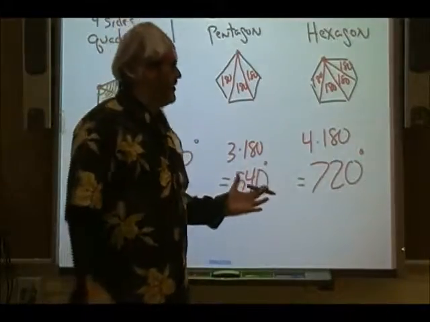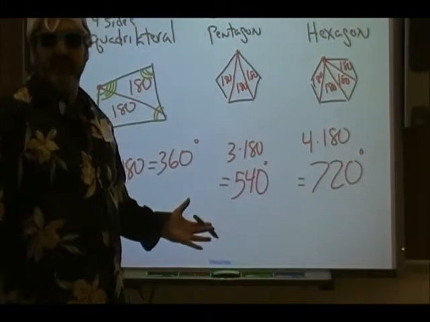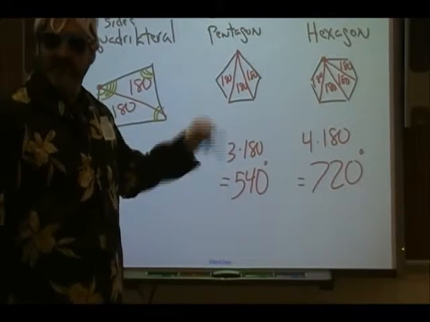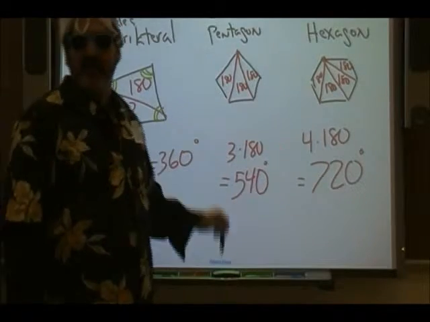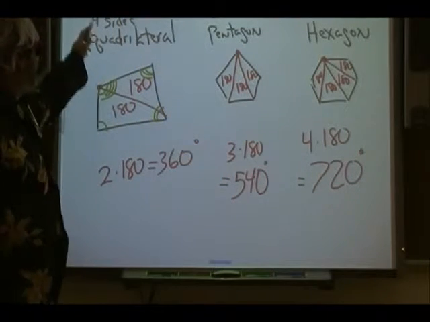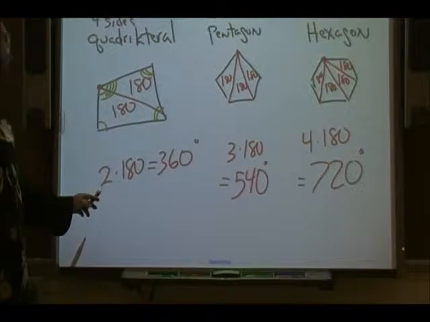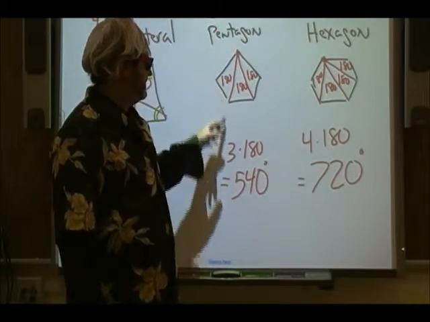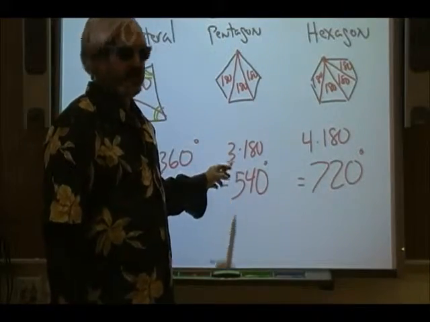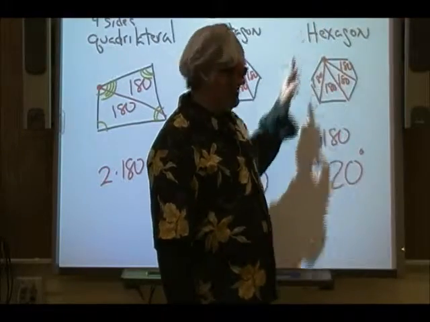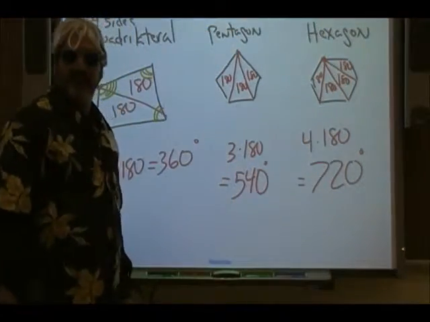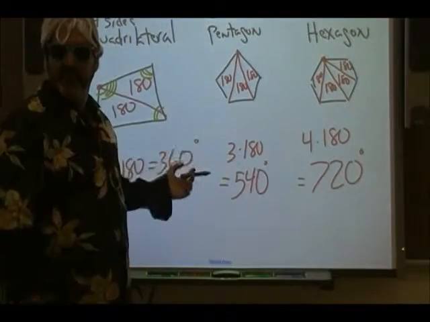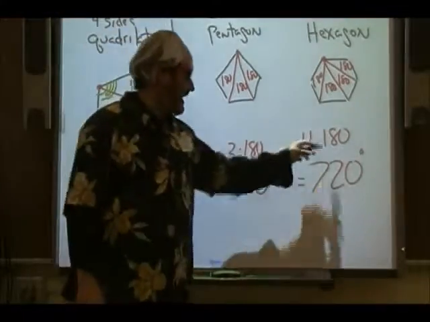So, let's see if we can come up with a formula for this. Because if I give you a 20-sided figure, you're not going to draw 20 sides and then make it into little triangles and then add up all the 180s, count how many. So this has 4 sides, a quadrilateral, but I multiply by 2. This has 5 sides, but I multiply by 3. This has 6 sides, but I multiply by 4. So each one of these that we're multiplying by is 2 less than the number of sides, and then they're all times 180.